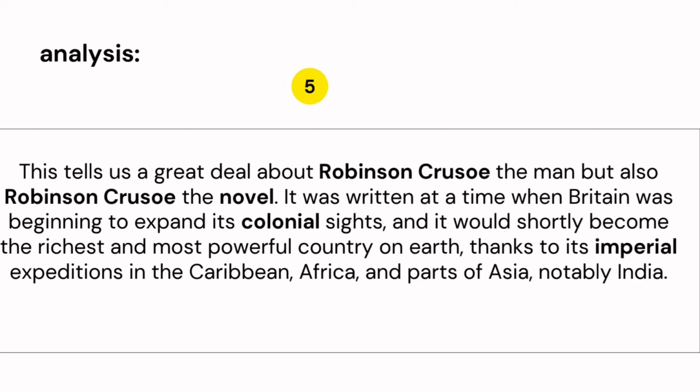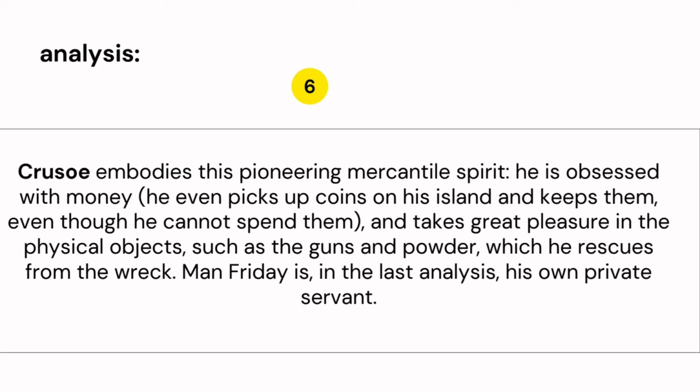It was written at a time when Britain was beginning to expand its colonial sites, and it would shortly become the richest and most powerful country on earth, thanks to its imperial expeditions in the Caribbean, Africa, and parts of Asia, notably India. Crusoe embodies this pioneering mercantile spirit. He is obsessed with money. He even picks up coins on his island and keeps them, even though he cannot spend them, and takes great pleasure in the physical objects, such as the guns and powder, which he rescues from the wreck. Man Friday is, in the last analysis, his own private servant.